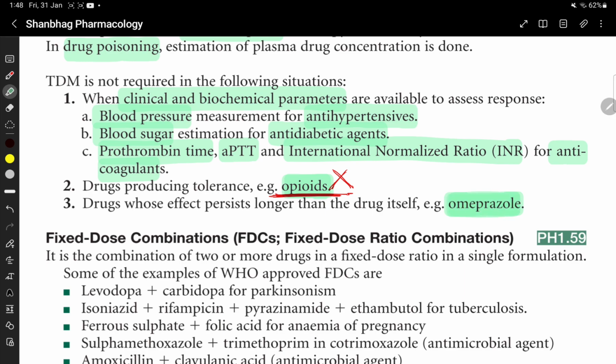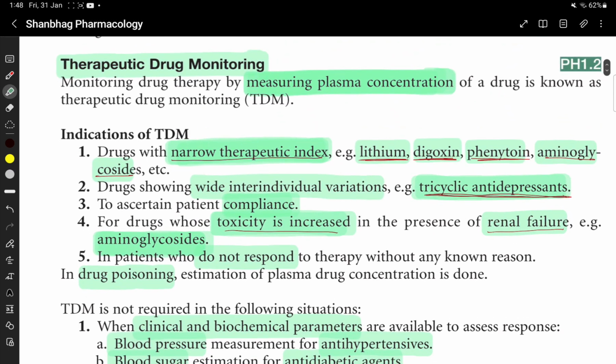So TDM is not done for antihypertensives, antidiabetics, and anticoagulants because we have certain clinical and biochemical parameters to assess their response. TDM is not done for opioids because they produce tolerance. TDM is not done for omeprazole because the effect of omeprazole persists longer than the drug itself. So TDM is done for lithium, digoxin, phenytoin, aminoglycosides, and tricyclic antidepressants.